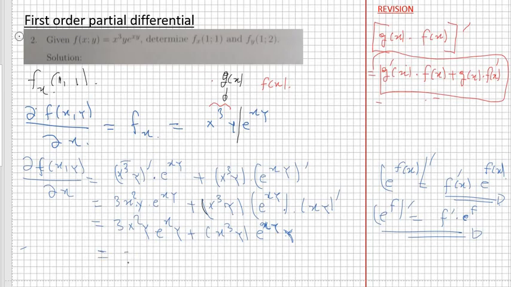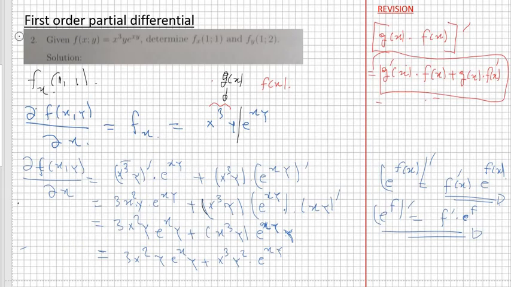So we actually have 3x squared y e to the power of xy plus, so I can remove the bracket, and then we have x cube y, so this gives y squared. So we have x cube y squared multiplied by e to the power of xy.